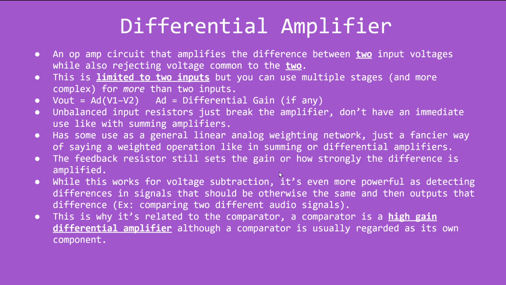This works well enough for voltage subtraction, but its real power actually is that it detects the differences in signals and outputs the difference, which is great if those signals are supposed to be otherwise the same. You might use it to compare two different audio signals, which should otherwise be the same. We mentioned how a comparator is basically just a high gain differential amplifier, although we often still describe a comparator as its own component, as ICs for comparators are very specific to being comparators.